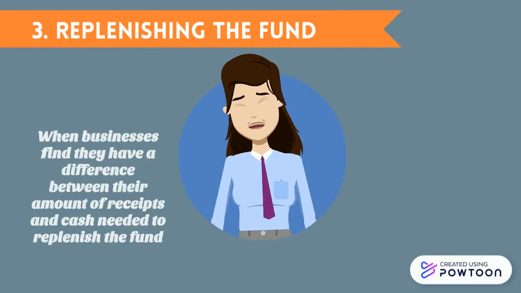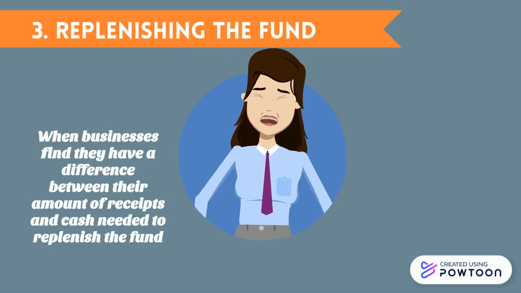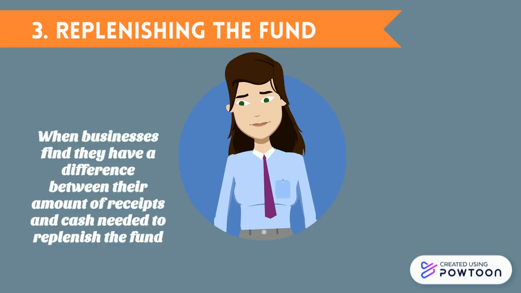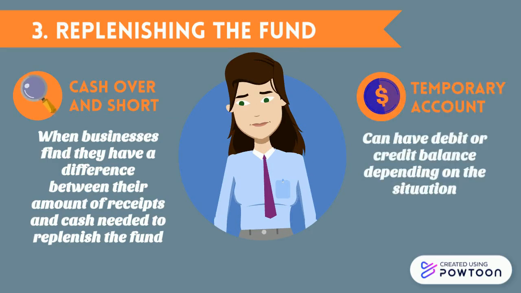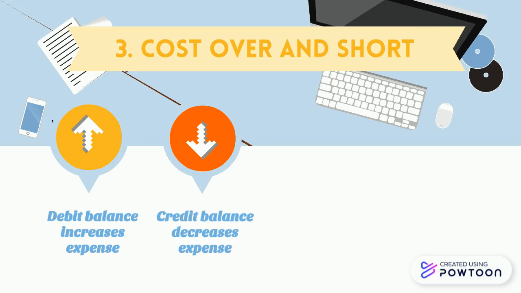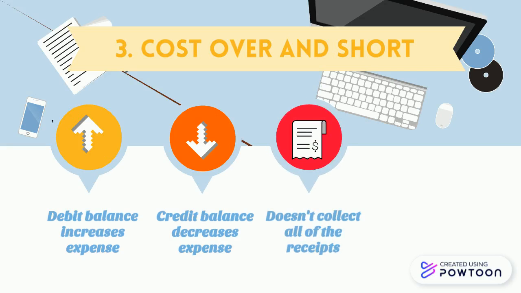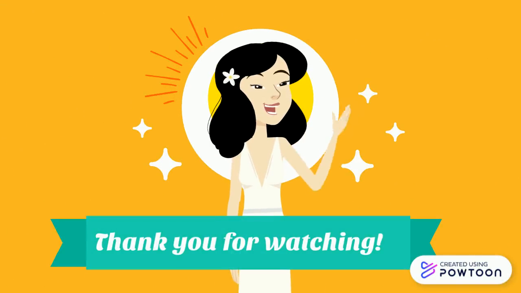However, sometimes a business may find that they have a difference between their amount of receipts and their amount of cash needed to replenish the fund. In such cases, this difference is charged to an account called cash over and short. Cash over and short is a temporary account that can have either a debit or credit balance. A debit balance increases the expenses, whereas a credit balance decreases expenses. This difference can occur when the custodian doesn't collect all of the receipts or gives incorrect change. And that is all for Petty Cash Fund.